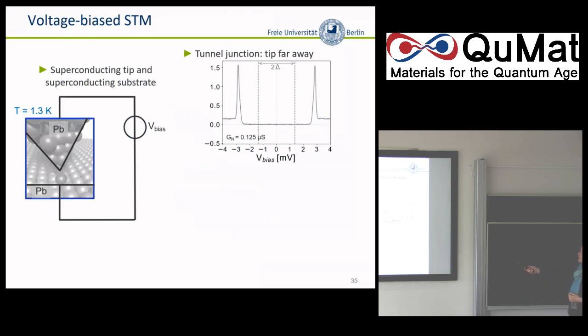And this is a typical tunneling spectrum that you get. I should say now we measure on lead, and we use a lead tip, again at roughly 1 Kelvin. So this is what you expect when your tip is far away.